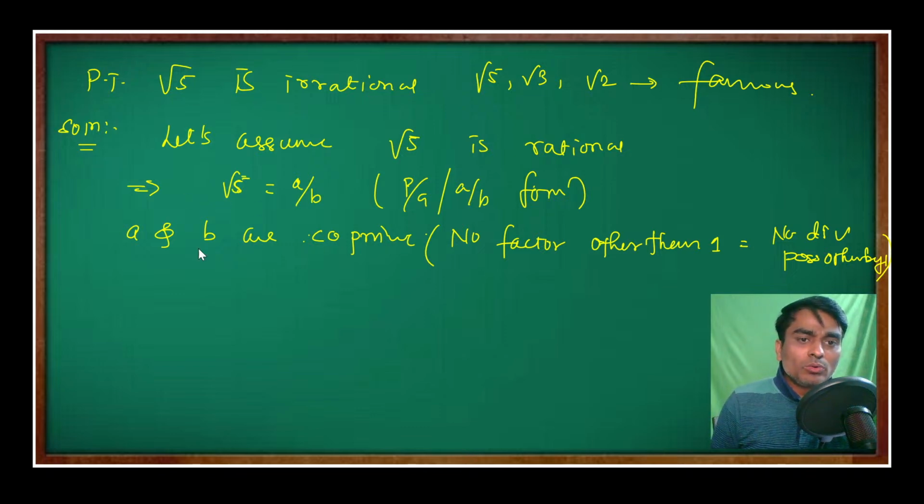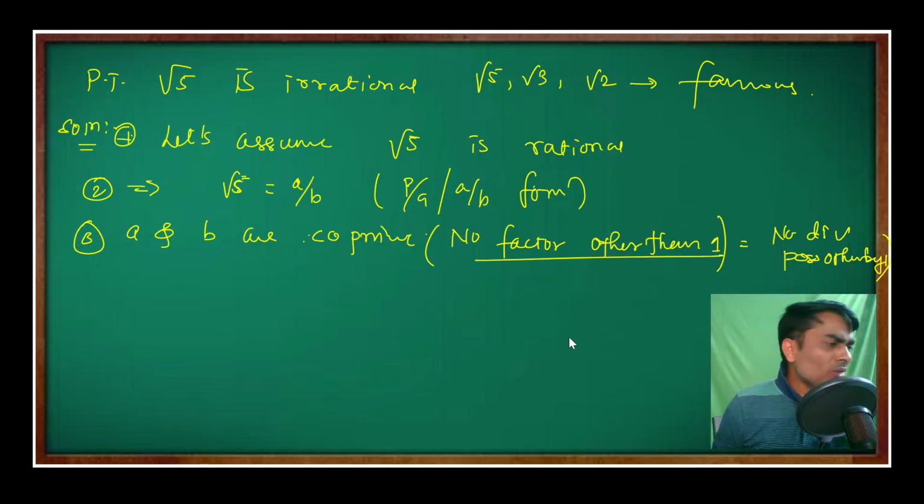Okay, so root 5. Now third step, you wrote 3 points. First point, second point is this, third point is this. You give the explanation: a and b are co-primes. Why co-prime? You write in the bracket, no factor other than 1. This much is enough.